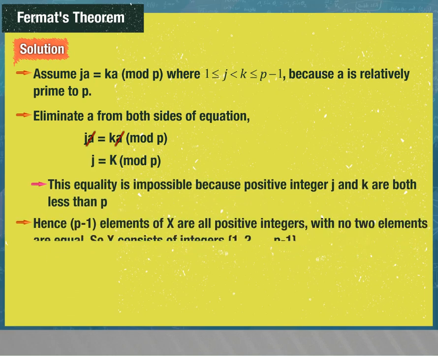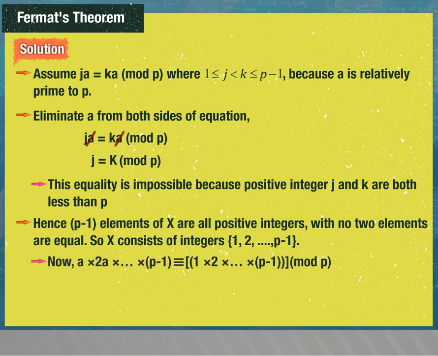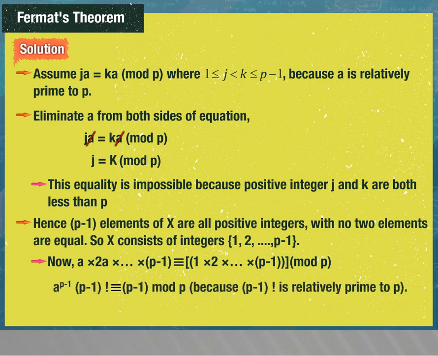Hence, p minus 1 elements of x are all positive integers with no two elements equal. So x consists of integers set 1, 2 and so on up to p minus 1. Now a into 2a and so on up to p minus 1 a is congruent to 1 into 2 and so on up to p minus 1 mod p. A power p minus 1 into p minus 1 factorial is congruent to p minus 1 factorial mod p because p minus 1 factorial is relatively prime to p. A power p minus 1 is equal to 1 mod p, hence the proof.